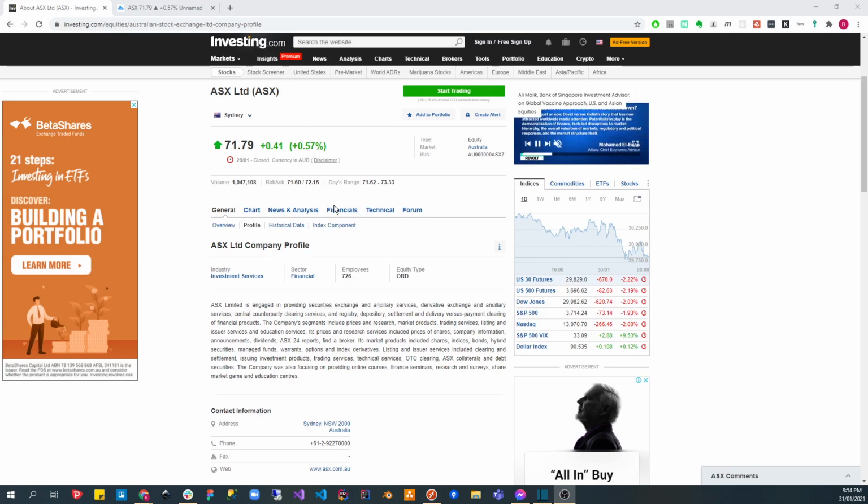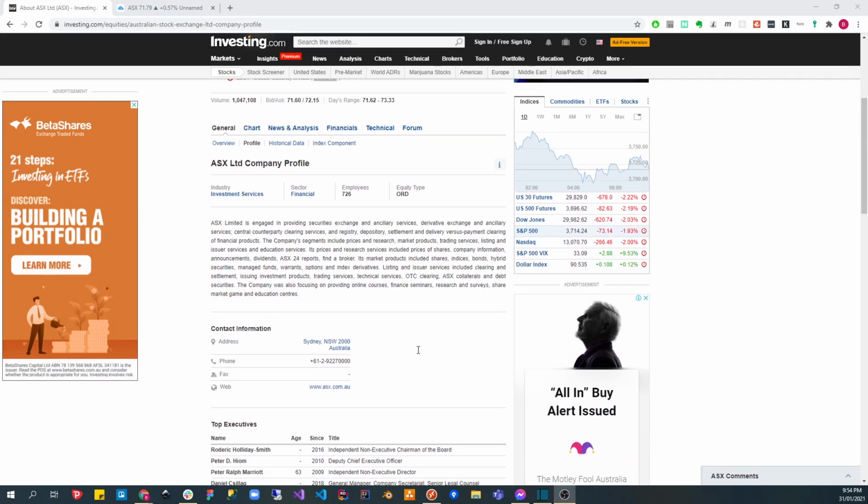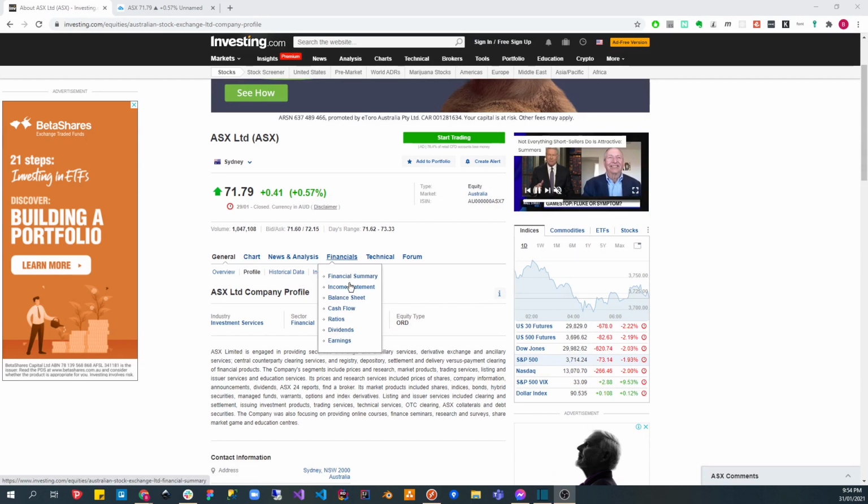So that's pretty much what I know about the company. I know that it exists, never really looked into it, but this is everything it does: providing security exchanges and ancillary services, derivative exchange, ancillary services, registry, depository, settlement. So basically anything to do with the transactions within the ASX that they handle, from the sound of it. So let's look at the company really. Let's go straight to financial, go to ratios and have a look there.